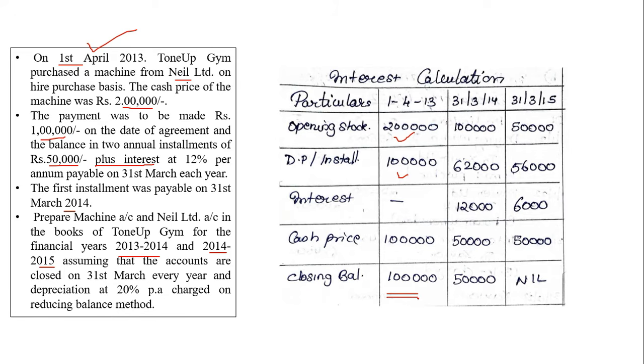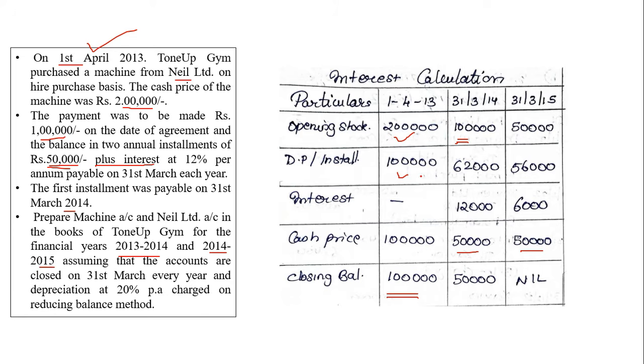Now be careful here. The first year's closing will become the next year's opening. So opening is 1 lakh. Now, whenever they tell you that the balance is paid in installments plus interest, always remember that whatever installment amount they have given will be nothing but my cash price, and when I add interest, that will be my installment value. So here they told you two installments plus interest. Since there is plus interest, this 50,000 will become my cash price for 2 years. So one is 50,000 here and one is 31st March 2015, that is 14 and 15.